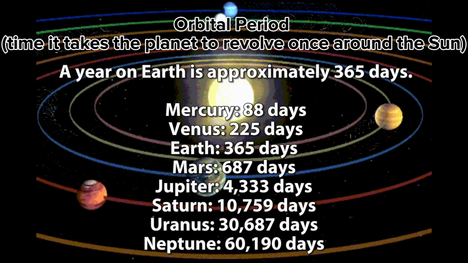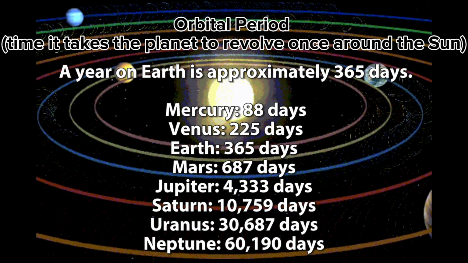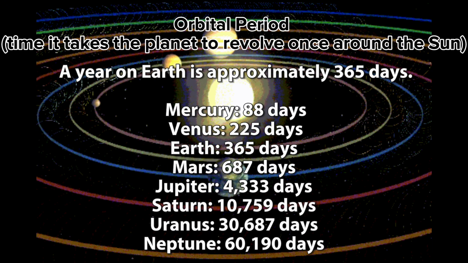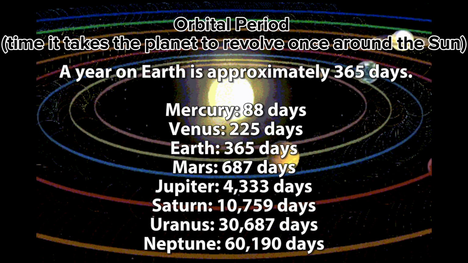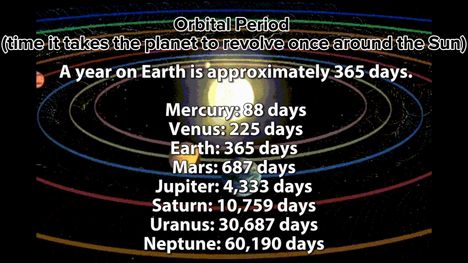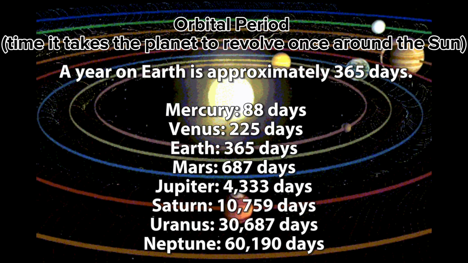Orbital period. A year on Mercury is approximately 88 days. A year on Venus is 225 Earth days. A year on Earth is 365 days. A year on Mars is 687 days.